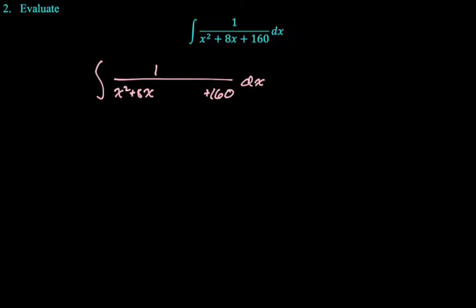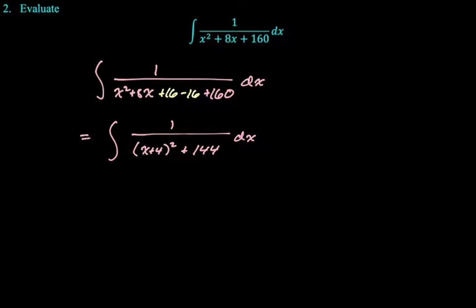Take the coefficient of x, divide it by 2. That gives you 4. Square it, that's 16. We're going to add that and subtract it. So we have 16 minus 16. Now the first 3 things are your perfect square. So that's going to be 1 over the quantity x plus 4 squared. And then just combine what's left to get plus 144.